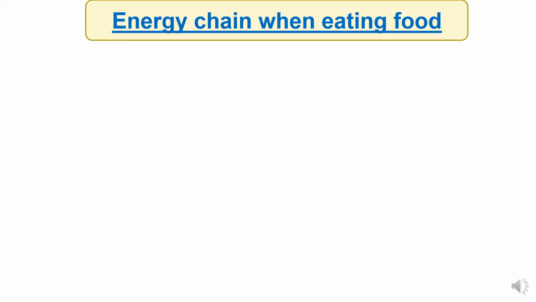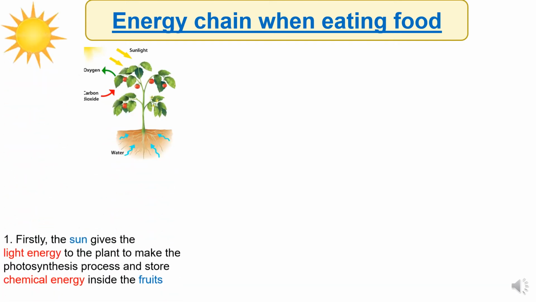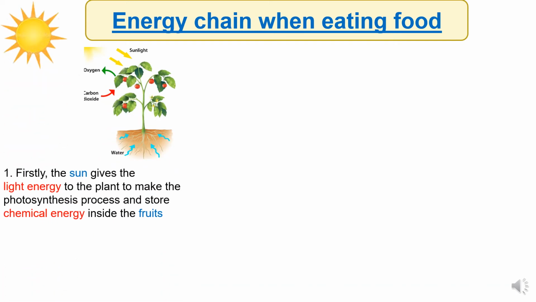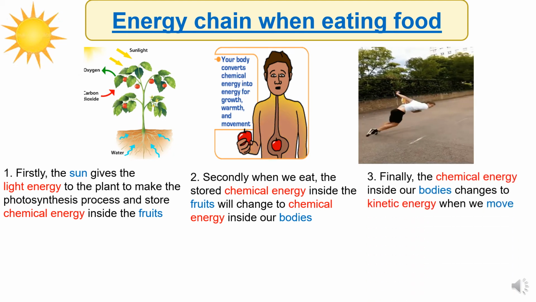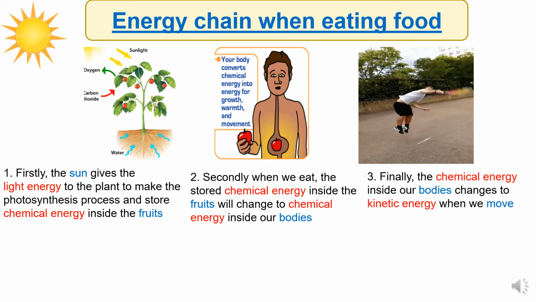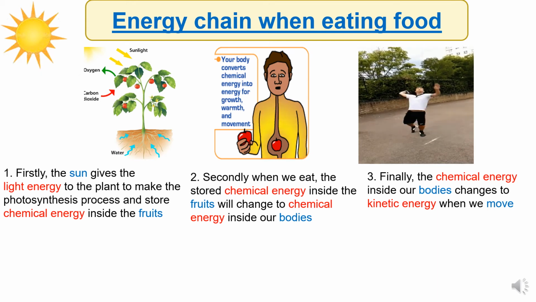Don't you ever wonder what is the energy chain when eating food? Let's talk about it. First, as we said, the light energy that comes from the sun is converted to chemical energy stored in the plant. Secondly, when we eat the fruit, the chemical energy stored in the plant is converted to chemical energy inside our bodies. And finally, when we do activities, the chemical energy inside our bodies is converted to kinetic energy.